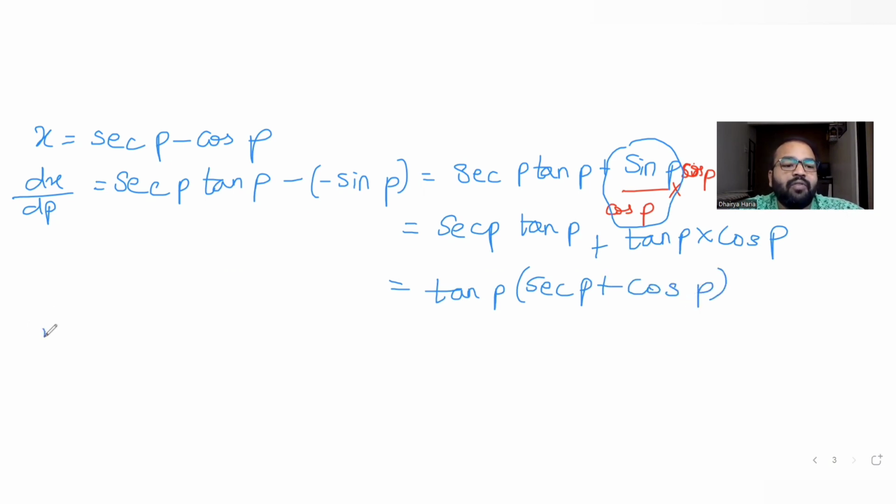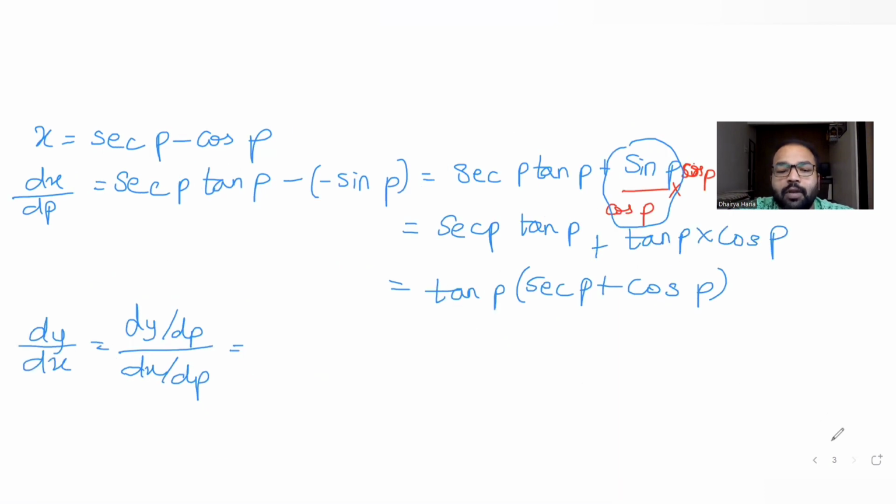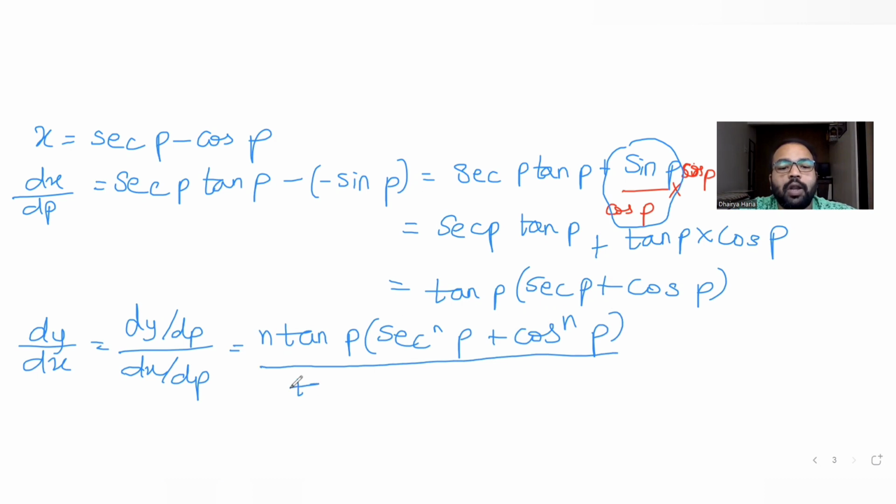So now if I want to find dy by dx, I can write it in the parametric form as dy by dp and dx by dp. So dy by dp, that is n tan p and sec raised to n p plus cos raised to n p. So n tan p, sec raised to n p plus cos raised to n p, upon tan p.